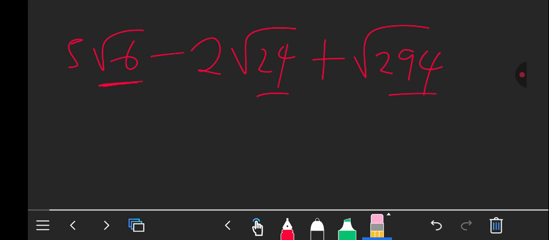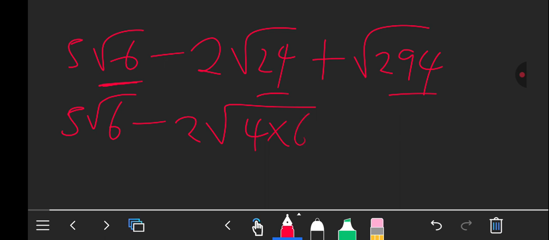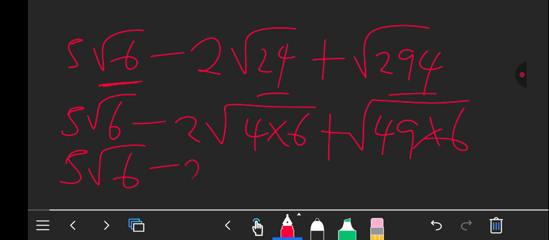So that's what we are going to do here. We're going to say 5 square root of 6 minus 2. This 24, you can say 6 multiplied by what? 4. This is the same as saying 4 multiplied by 6. Then plus this 294, which can also be written as 49 multiplied by 6. It is just the same. So 5 square root of 6 minus 2, you can find the square root of 4, that is just 2, so it will remain with 6 there, then plus square root of 49, that is just 7. So we're going to remain with just square root of 6.